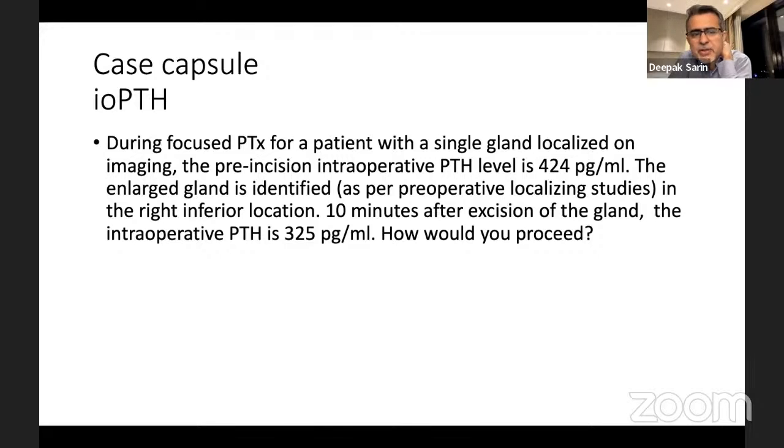So I have one question here. Do you send one pre-excision sample? Like this patient had a pre-incision sample. We like to send a pre-incision and a pre-excision, like 2 samples. Do you send 2 samples before the gland comes out or a single sample, just a pre-incision?